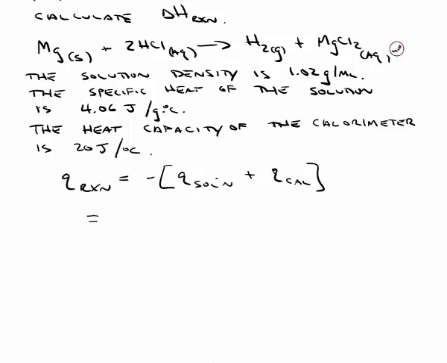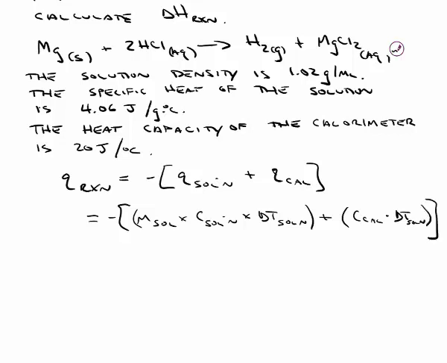Expanding upon each of the heats in this reaction, the mass of the solution times the specific heat of the solution times delta T of the solution, I'll put that in brackets, plus the heat capacity of the calorimeter, C cal, times delta T of the solution, in the brackets. So now I can start plugging in the variables.